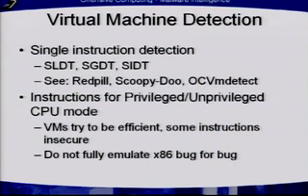Okay, the next technique that malware uses to protect itself is called virtual machine detection, and we gave a talk about this at DEF CON last year. There's a whole bunch of ways to do this and lots of great tools. We kind of like the single instruction detection method. This is using various descriptor tables to figure out that you're running in a virtual machine. Joanna Rutkowska released a great tool called Red Pill. There's Scooby-Doo, and then the tool we released last year called OCVM Detect.